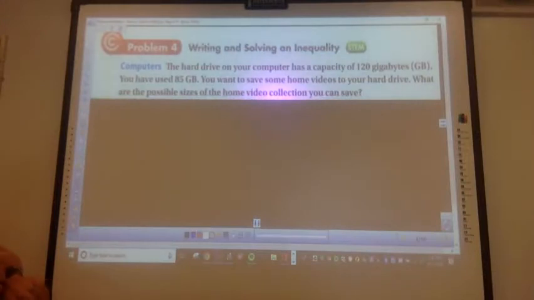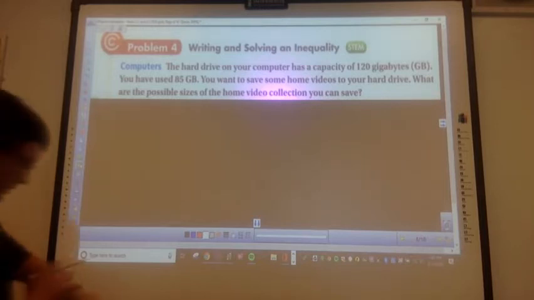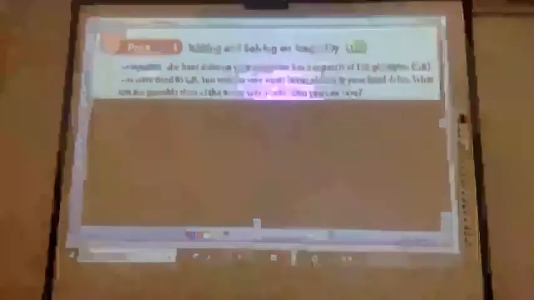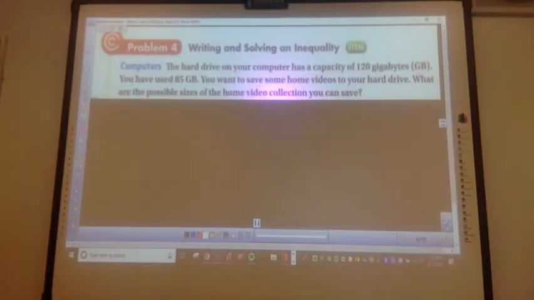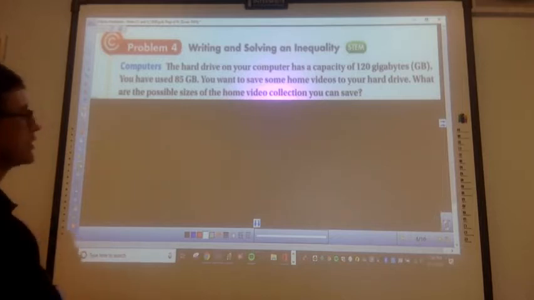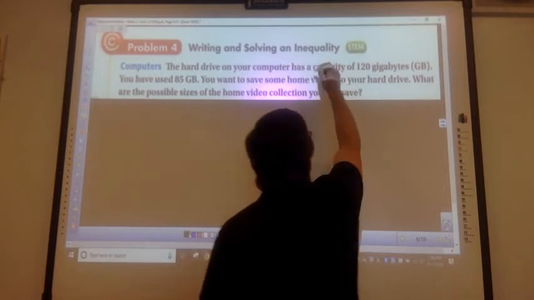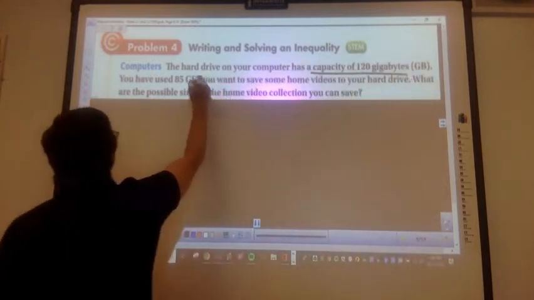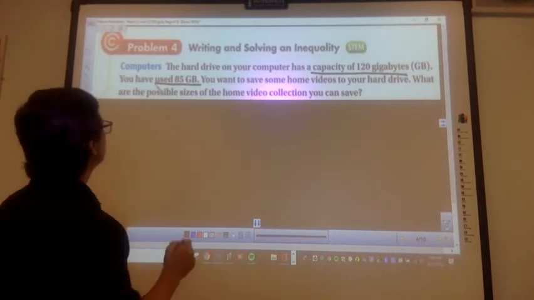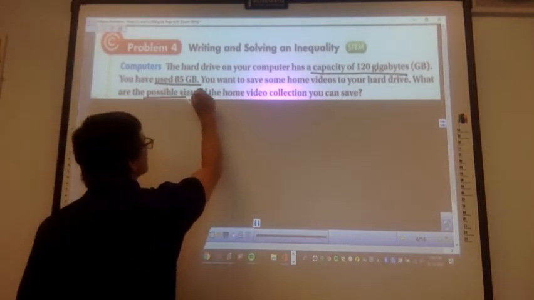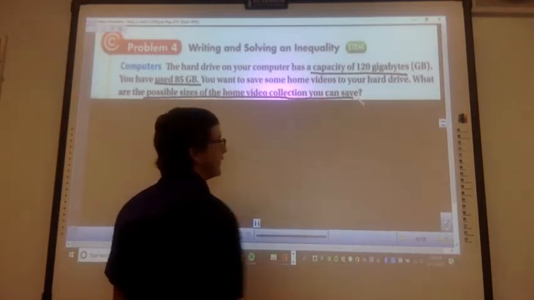Okay, so we got a story problem here. It says, the hard drive on your computer has a capacity of 120 gigabytes. You have used 85 gigabytes. You want to save some home videos to your hard drive. What are the possible sizes of the home video collection you can save? So capacity 120, we've used 85, and we want to know the possible sizes that you can save.